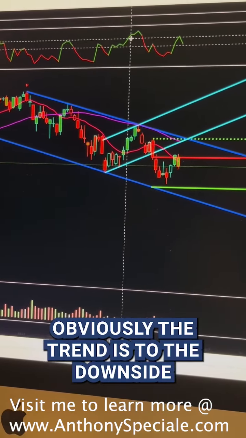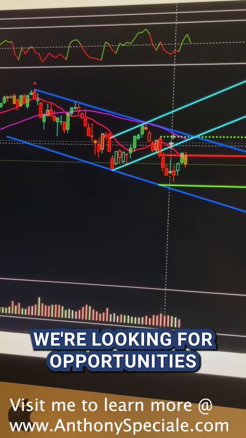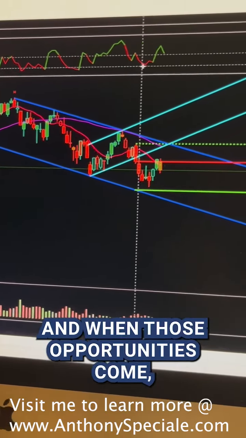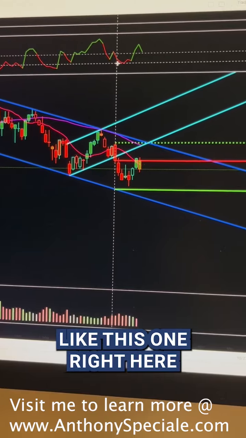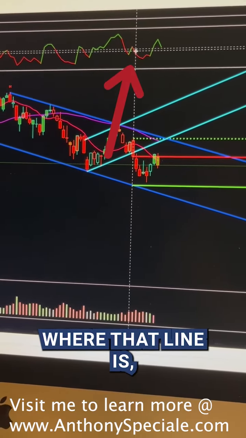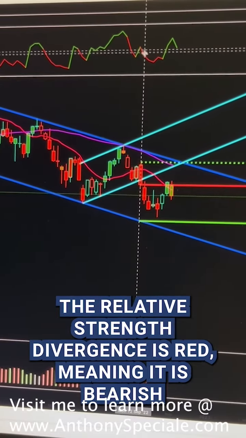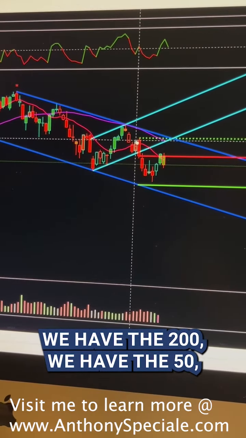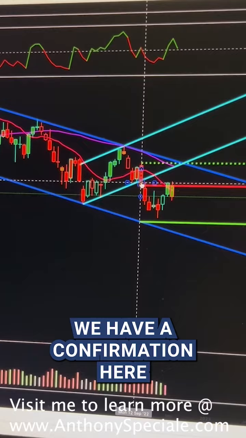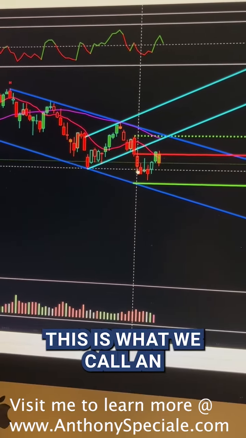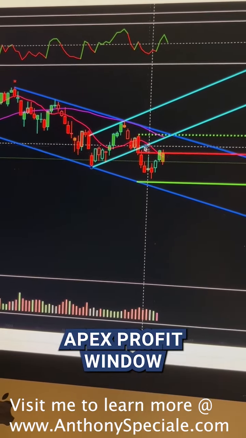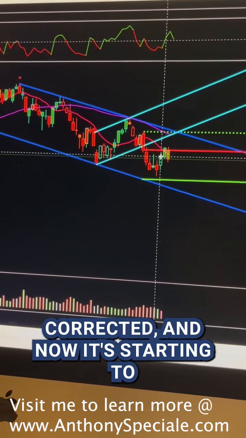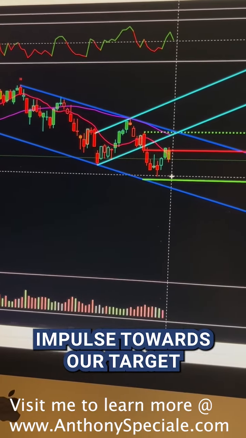Now, obviously, the trend is to the downside, so of course, we're looking for opportunities to sell. And when those opportunities come, like this one right here, where that line is, you can see the relative strength divergence is red, meaning it is bearish. We have the 200, we have the 50, we have price below. We have a confirmation here. This is what we call an apex profit window. So price impulsed, corrected, and now it's starting to impulse towards our target.